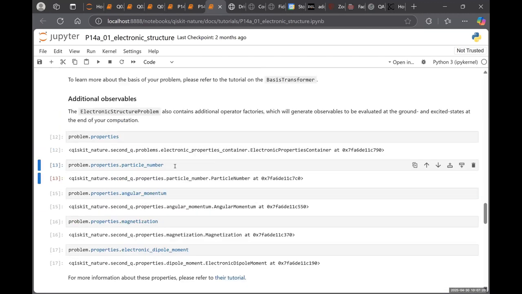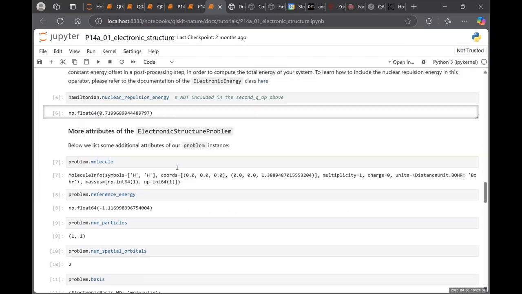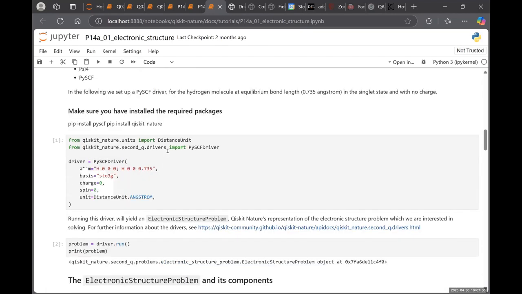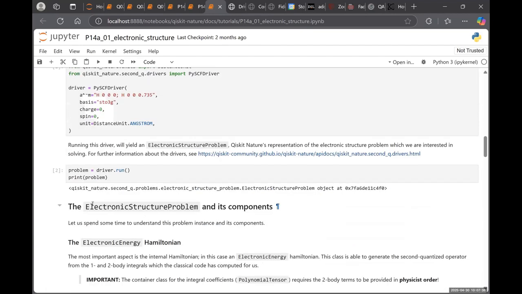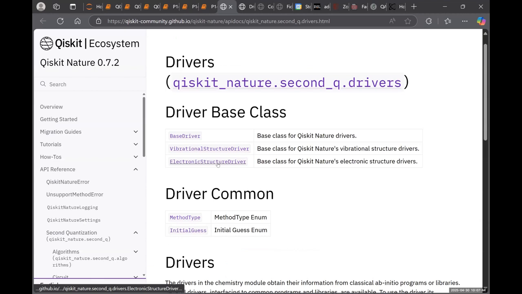Okay, so I guess it says this is a container, so maybe at this point there's nothing there. Yeah, if you want, you can always go look it up. I don't know how much time I would spend looking it up. This is electronic.